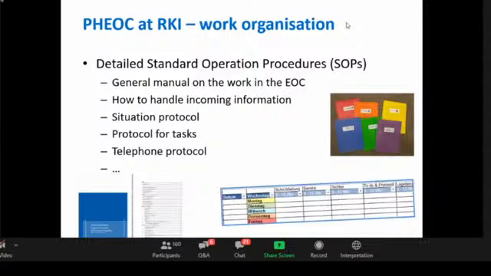Within our Robert Koch Institute in the EOC, we also have some detailed standard operating procedures. We have one general manual on the work of the EOC, where we have the description of the positions, but also helpful advice like how the signature should look. We have flowcharts, for example, on how to handle incoming information. And we also have, already used in a simulation exercise, the situation protocol, the protocol for the tasks, and the telephone protocol.